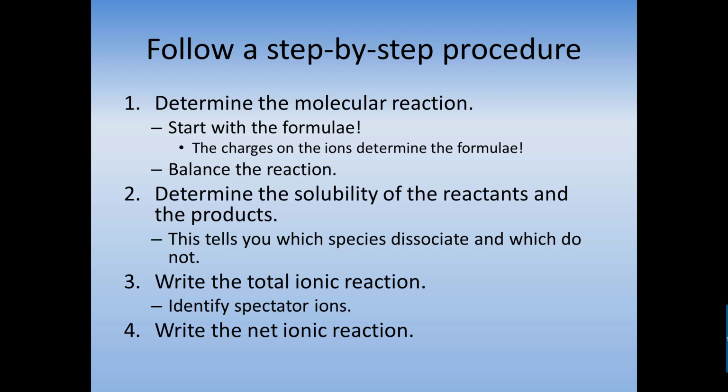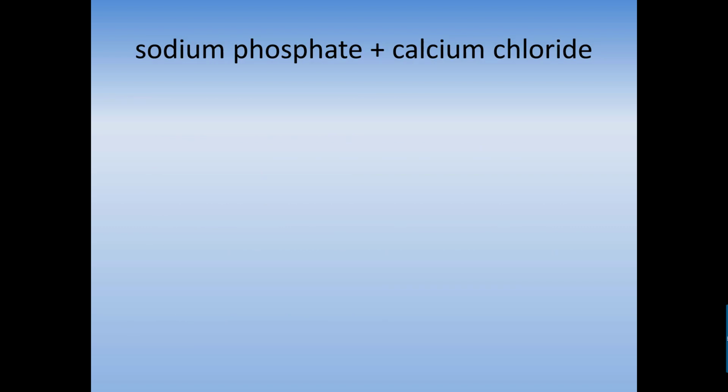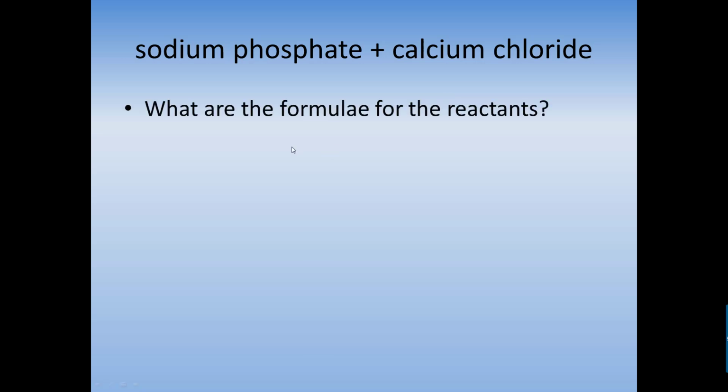Okay, so let's apply that to a simple example, the reaction of sodium phosphate with calcium chloride. So the first job is going to be to determine the formulae of both the reactants, which are given here in the title, and also of the products, which will be the reaction products for the double replacement reaction. So we'll ask the first question, what are the formulae of the reactants?